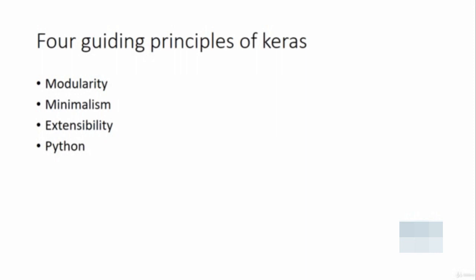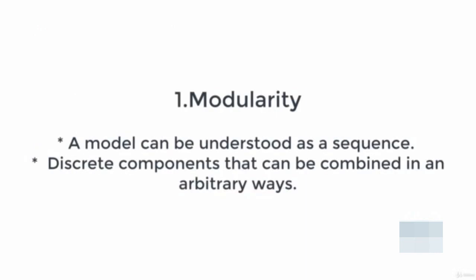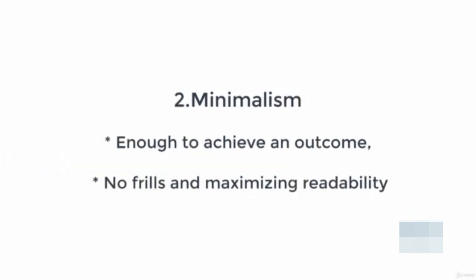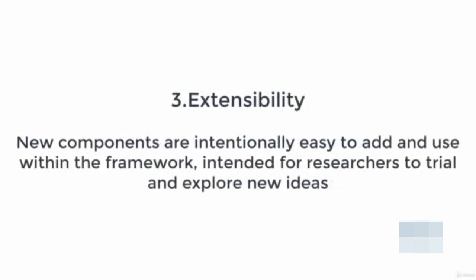Let's go through them one by one. The first one is modularity. According to the concept of modularity, a model can be understood as a sequence. All the concerns of a deep learning model are discrete components that can be combined in arbitrary ways. The second is minimalism. The library provides just enough to achieve an outcome, no frills and maximizing readability. The third is extensibility. New components are intentionally easy to add and use within the framework, intended for researchers to trial and explore new ideas.